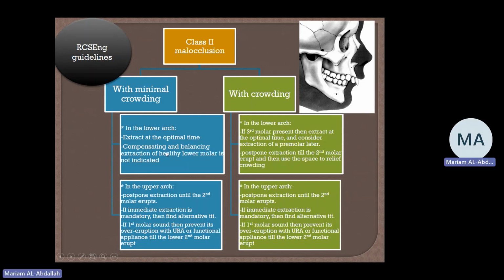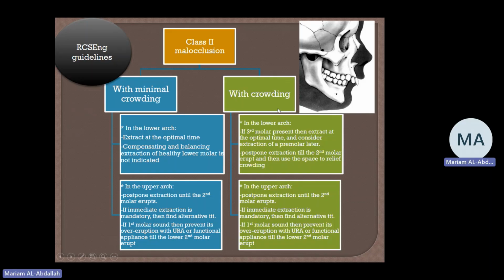I do not compensate and I do not balance, okay? And in the upper arch, if the 6 of poor prognosis was in the upper arch, as I said, I need space in the upper arch, so I don't extract it at the optimal time. No, I wait for the second molar to erupt. I hold the second molar with a Nance, for example, or some space maintainer, or depending on the case, a functional appliance or whatever. And then I extract the 6 and use the space of the 6 to camouflage the malocclusion. Okay.